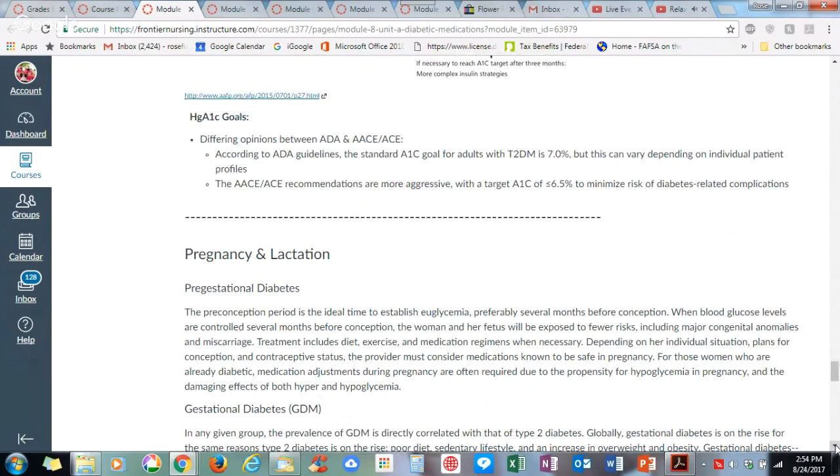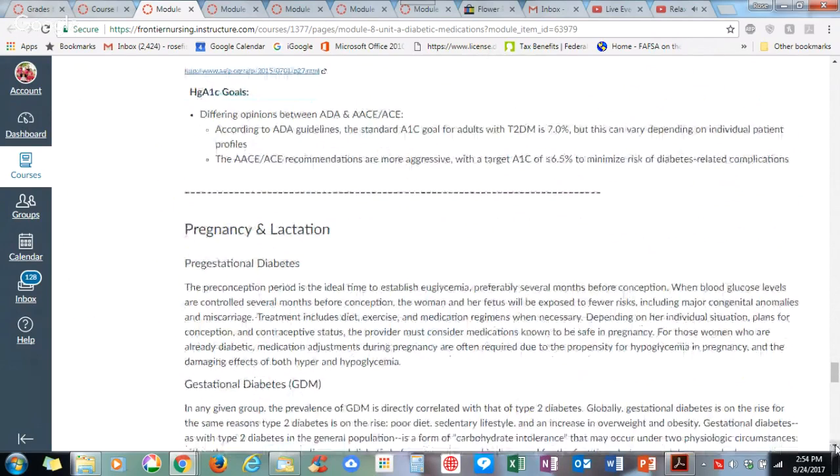A1C goals, hemoglobin A1C goals. Differing opinions between ADA and ACE. According to ADA guidelines, the standard A1C goal for adults with type 2 diabetes is 7%, but this can vary depending on individual patient profiles. The ACE recommendations are more aggressive, with a target A1C of equal to or less than 6.5% to minimize risk of diabetic complications.